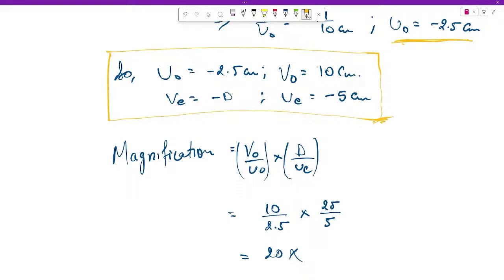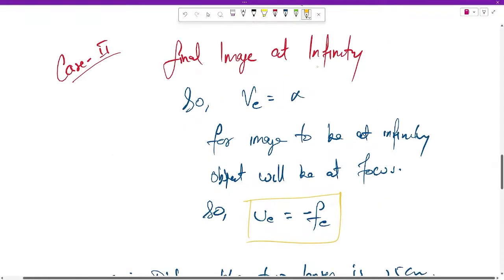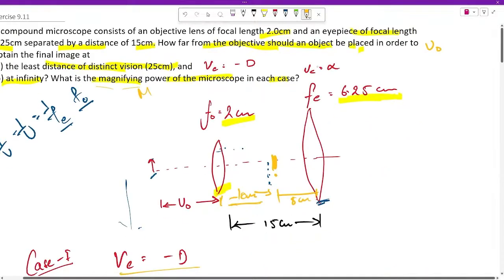We will substitute it and we will get a value of 20x. So when the image is forming at the least distance of distinct vision, then we are getting a magnification power of 20. Now in the second case, the question was final image at infinity. That is, the final image formed by this eyepiece is going to be at infinity.